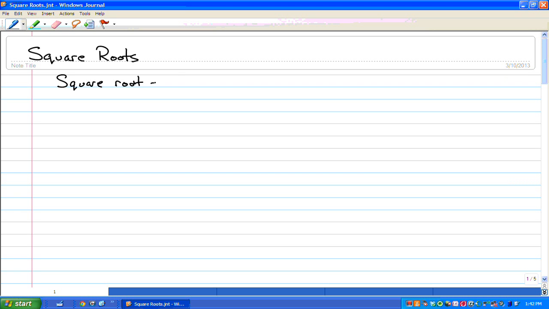Math definition of a square root, or a square root of a number n, and right there is where it starts to get confusing when you put that variable in there. Again, that just means any number. So the square root of a number n is a number m such that m squared is equal to n. It's confusing when you read it, but this is what it's saying.